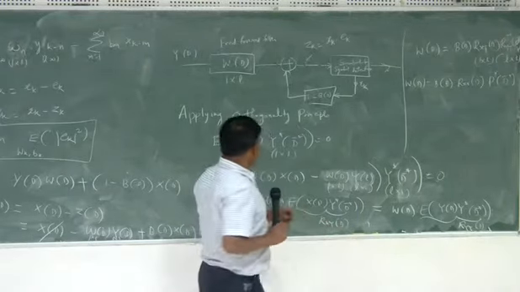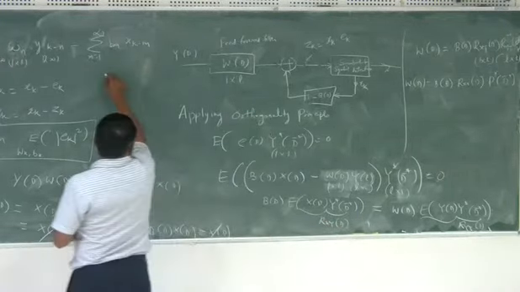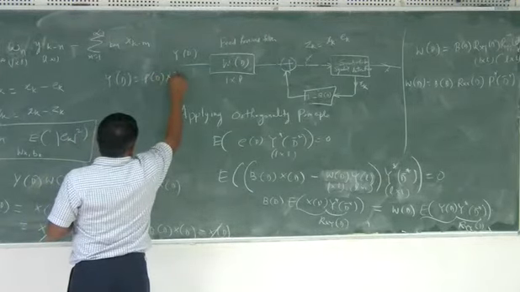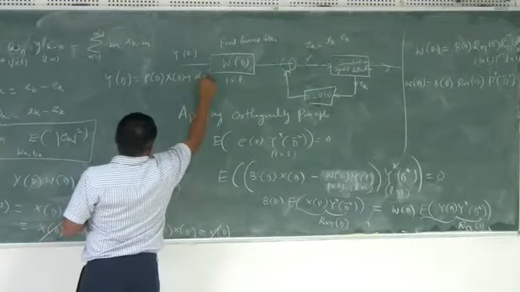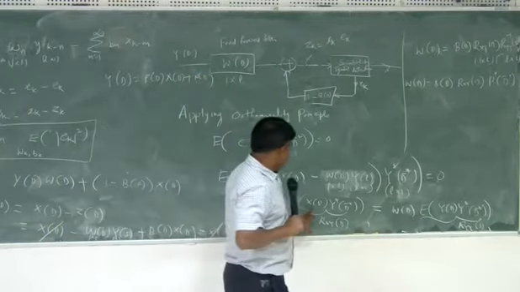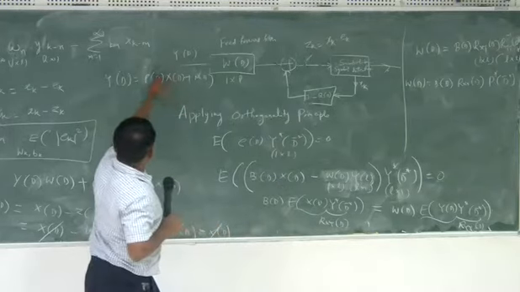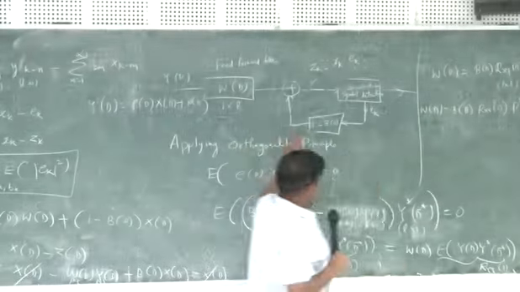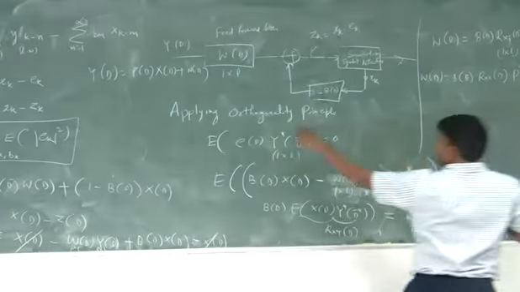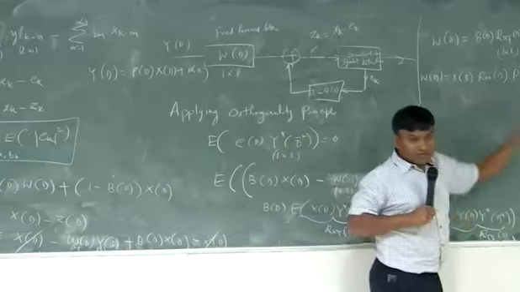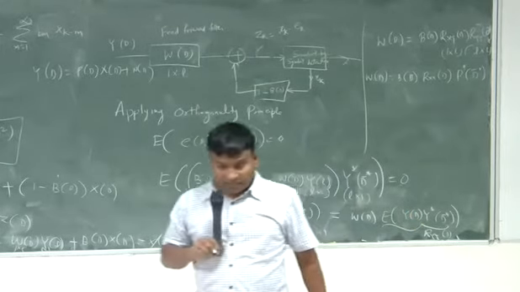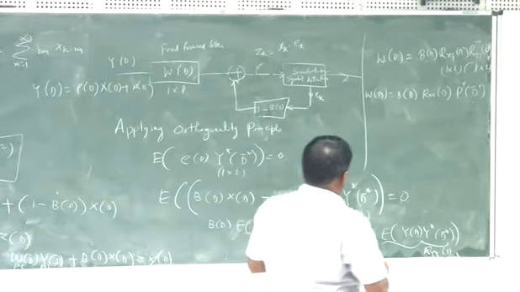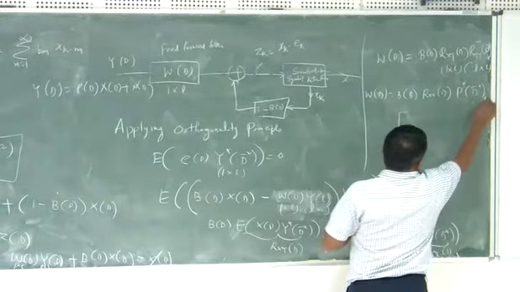Well, what is Y of D? Y of D is P of D, X of D plus N of D. If I take the expected value of X of D into Y star D inverse, this X star comes here, P star, and you take the expected value of X of D, X star D inverse, that is Rxx of D, and P star D inverse, that is Rxy of D. We have done this in the previous lecture. Okay, it's merely a repetition. And the second part is Ryy of D.